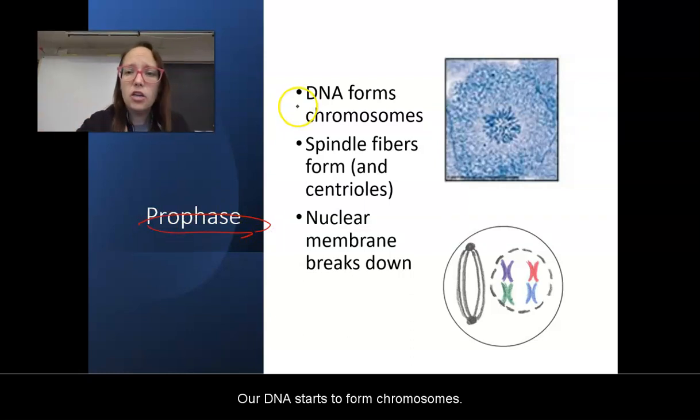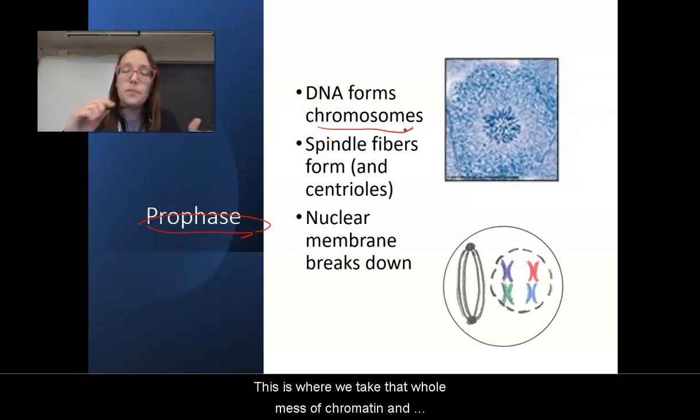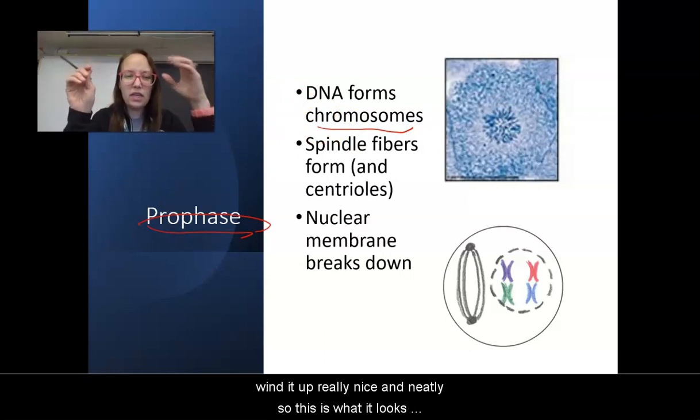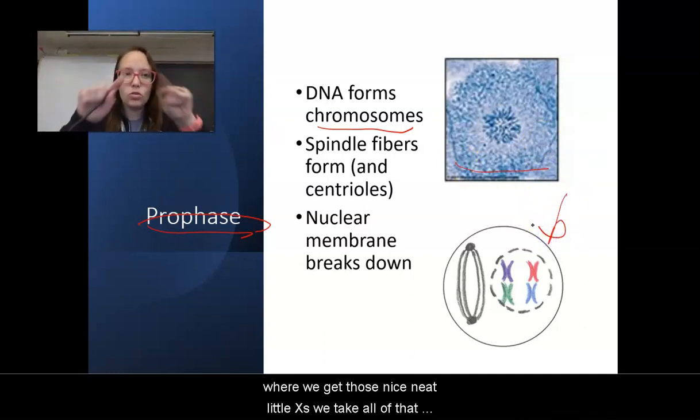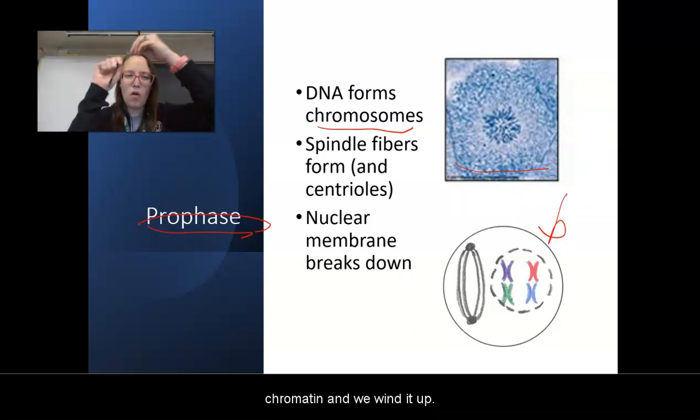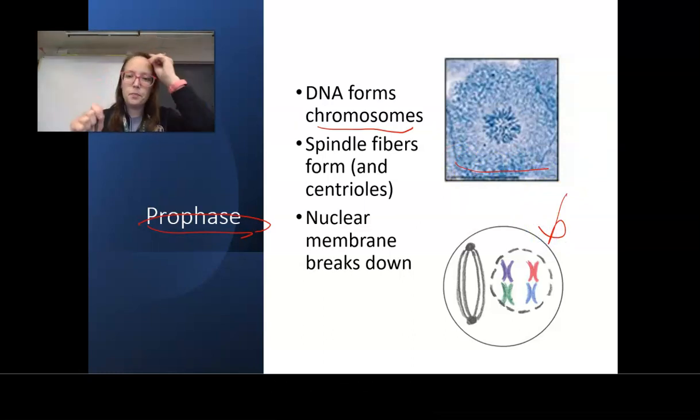So here in prophase, this is our first phase. Our DNA starts to form chromosomes. This is where we take that whole mess of chromatin and we wind it up really nice and neatly. So this is what it looks like in a cell, but down here is a nice illustrated version. This is where we get those nice neat little X's. We take all of that chromatin and we wind it up.